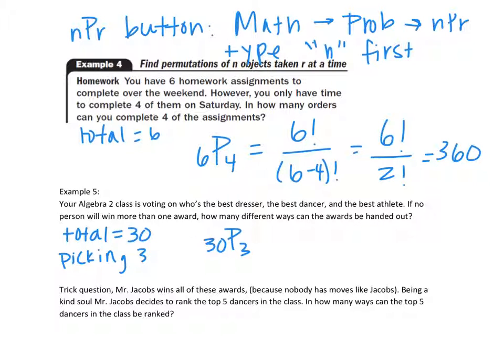So we are going to do 30P3. You can either do this with the nPr button, or we could do 30 factorial over 30 minus 3, which is 27 factorial. Either way, with the nPr button or the factorial, we are going to get 24,360 different ways we could vote for who are the best in these categories.